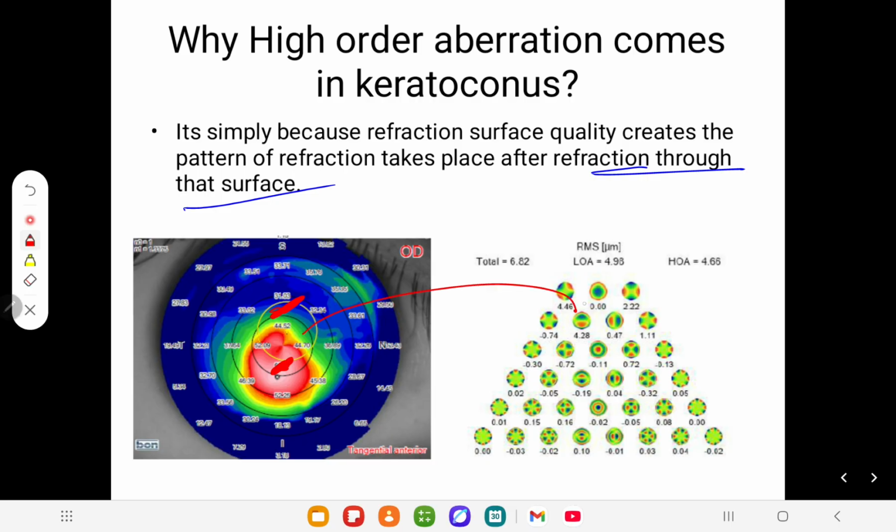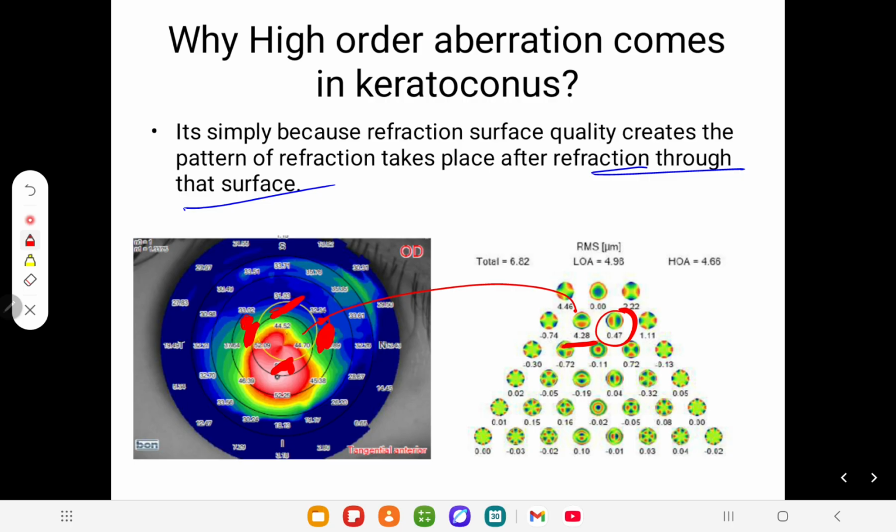See, 4.28. Can you see? 4.28. My goodness, it should be less than 0.3. It's 4.28. At the same time, there is no horizontal coma, because the difference between here and here, nasal and temporal, is the same. That's why it's not there. A trefoil is three areas at different power.